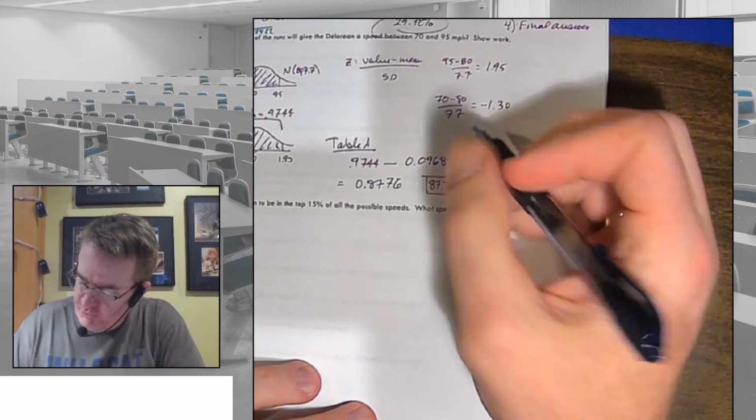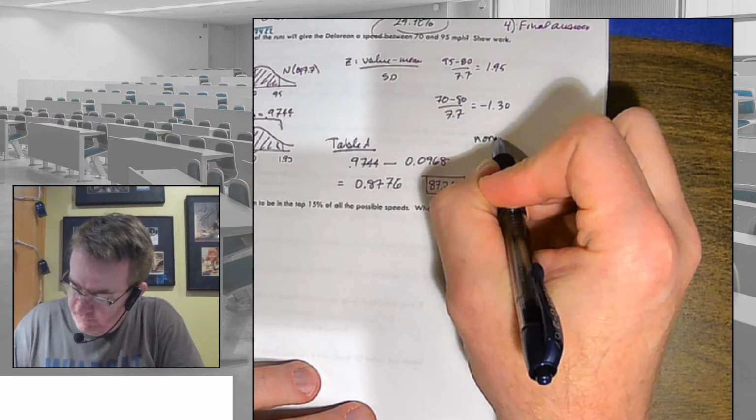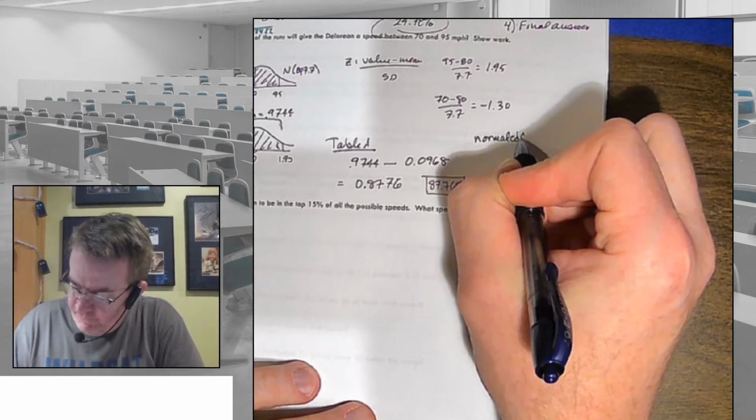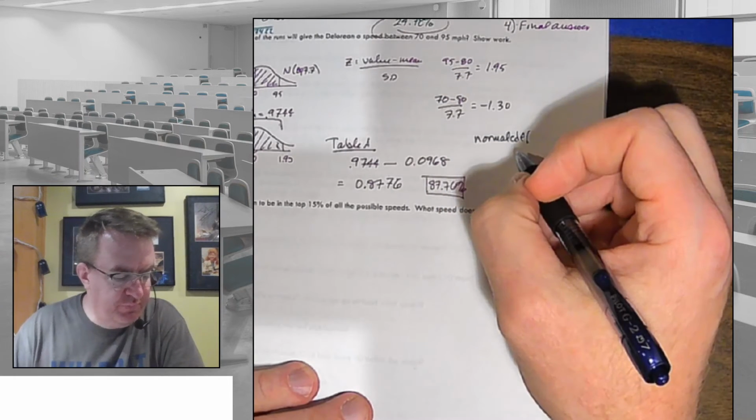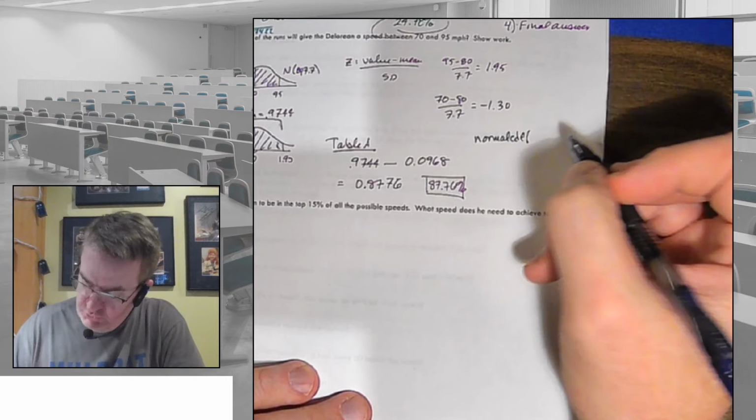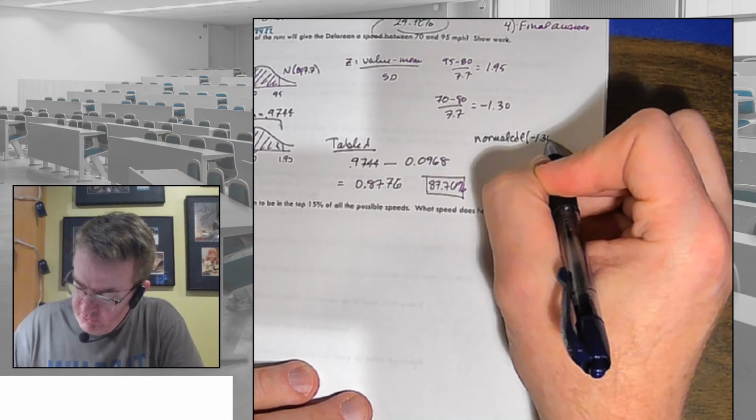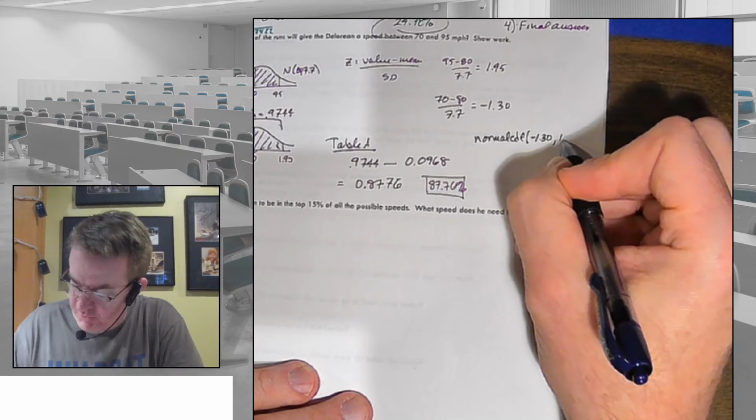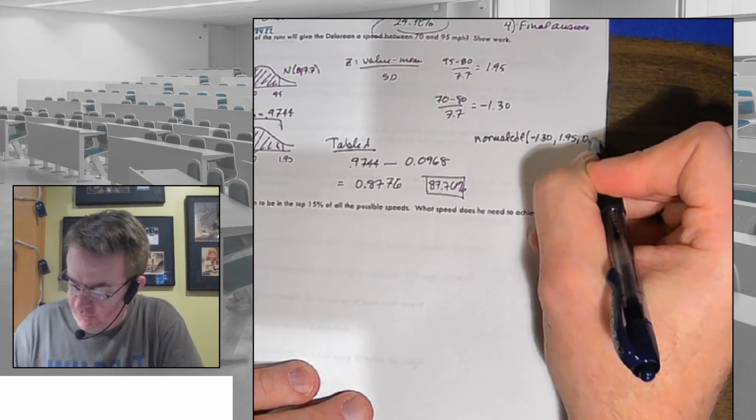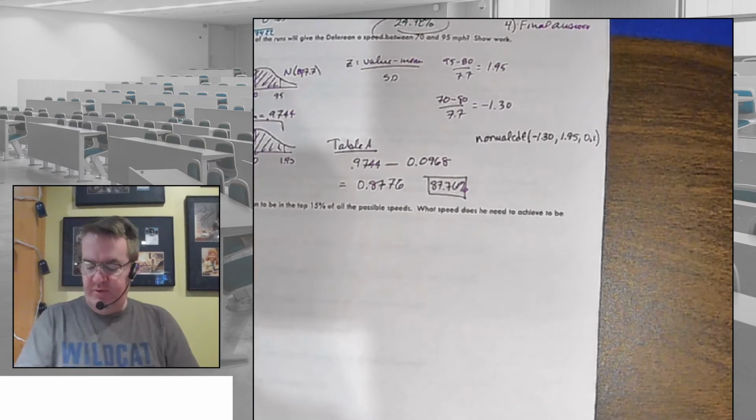If you did this with the calculator, you would say, okay, let's get a little bit more stuff up here. So we did normal CDF of, we started the bottom value, the lower bound is 1.3, the upper bound is 1.95, 0, 1. And so you type all of that in.